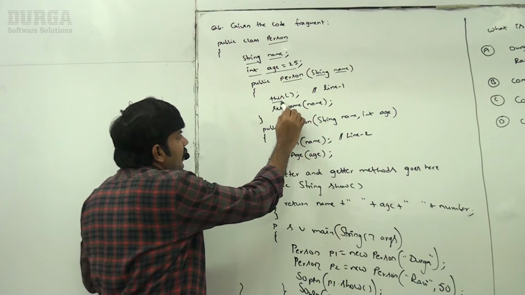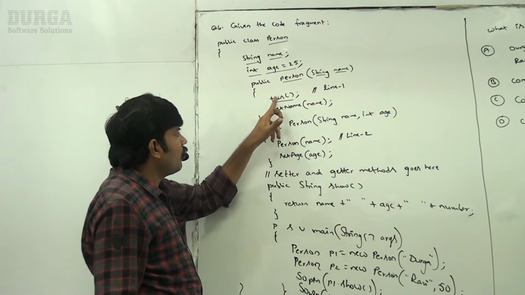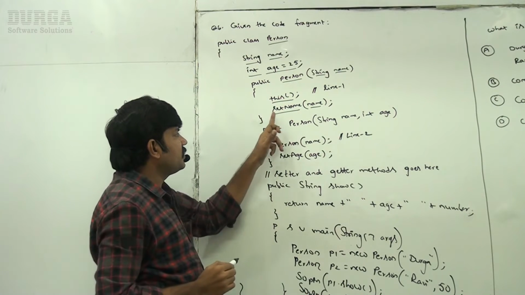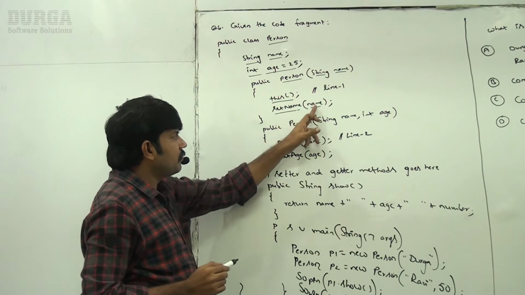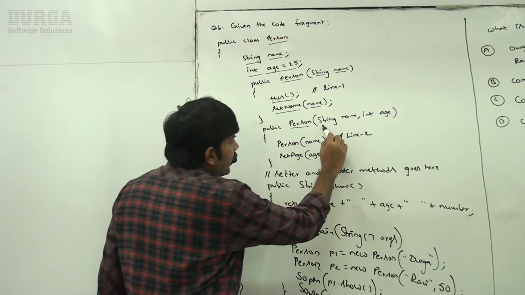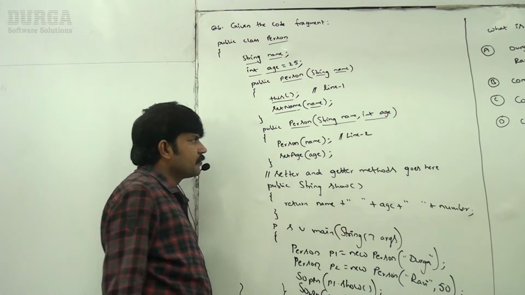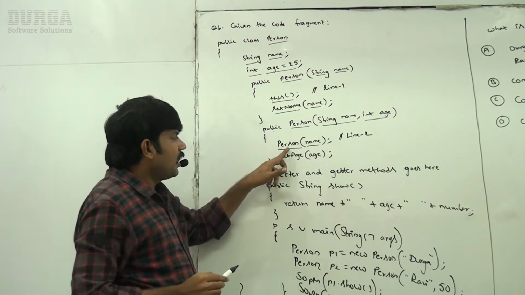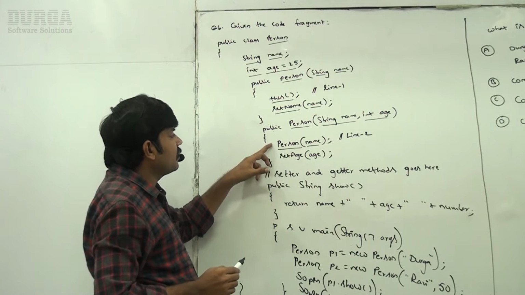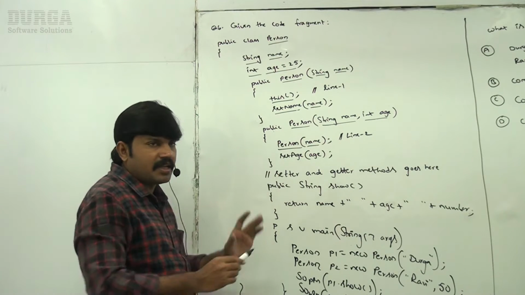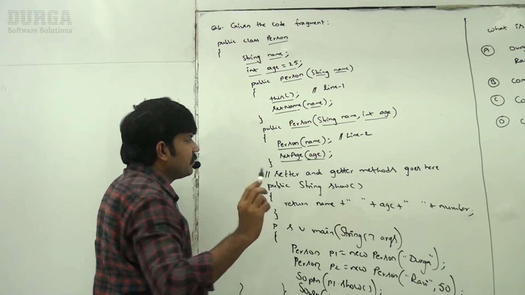It is calling this(), sir. This means the no-argument constructor we are calling, and then setName(name). Can you please set the name to this person by the set method? Sir, public Person(String name, int age), Person(name), I'm calling the constructor by passing the name. Now set the age like this, right?